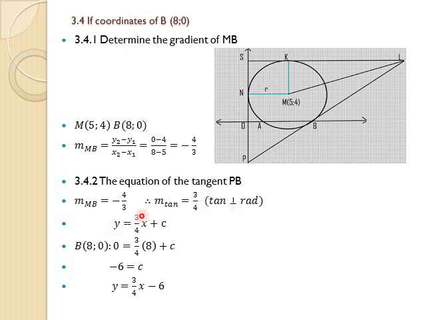Right, so I have y equals 3 over 4 x plus c. The only point I have on the tangent is B, which is (8, 0). So this states that y is 0 when x is 8. 8 times 3 gives me 24. 24 divided by 4 would give me 6. If I take 6 over, it becomes negative 6. So c equals negative 6. So my equation reads y equals 3 over 4 x minus 6. That's my equation of my tangent PB.